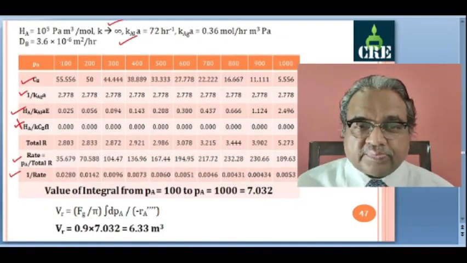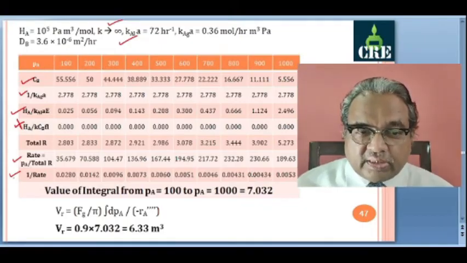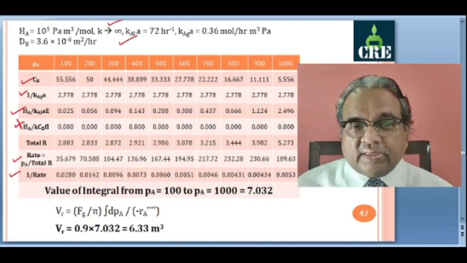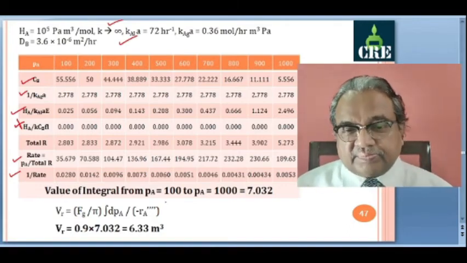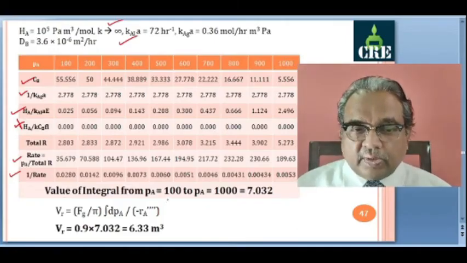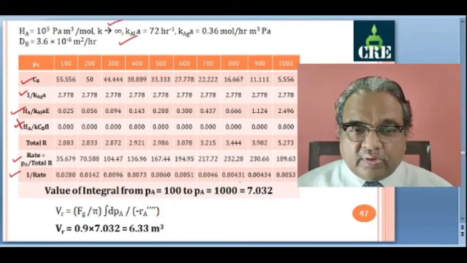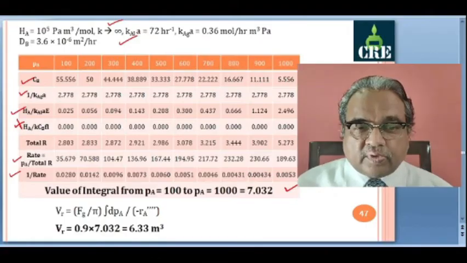In this case it is not 1000 minus 100 because integral is not simply dPa and rate is not constant now, it is varying throughout as Pa is varying. So it is under integral sign. So we integrate between these limits Pa1 to Pa2, 100 to 1000. This value of integral again comes out to be this.